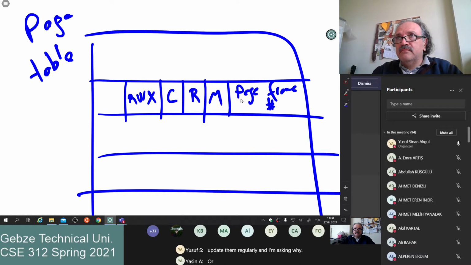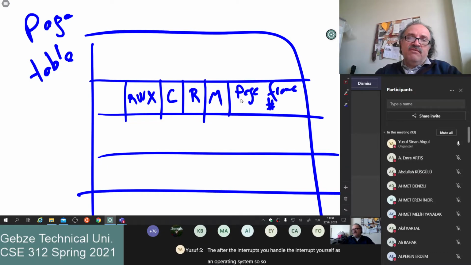Because those kinds of changes can be done when an interrupt has occurred. After the interrupt, you handle the interrupt yourself as an operating system. So software is okay to update all of these. Why do we need hardware help to modify and to access these fields on a page table entry?